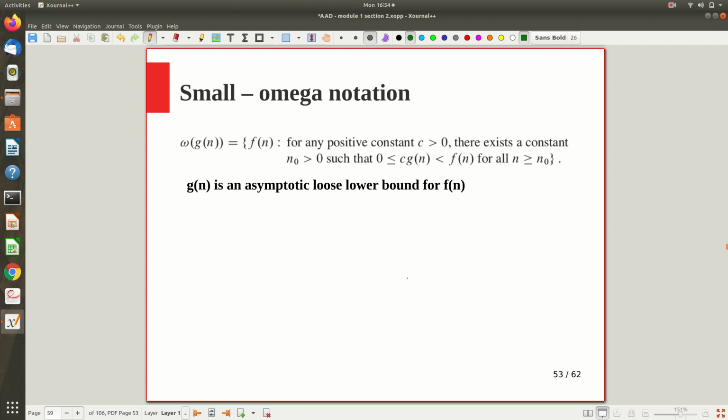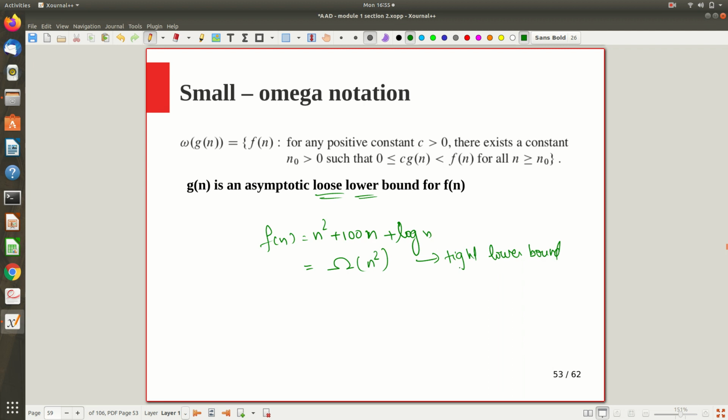In the same way, small omega is for asymptotic looser lower bounds. For example, let me say f of n is n square plus 100 n plus log n. The dominating term is n square, and you know that it is lower bounded by n square, but that is tight, right? So this is the tight lower bound.